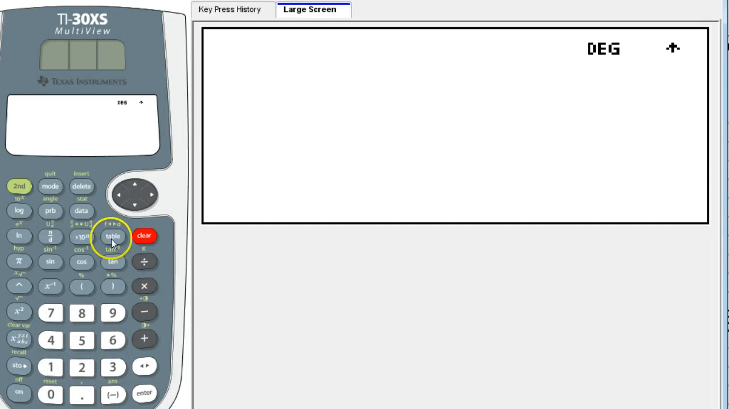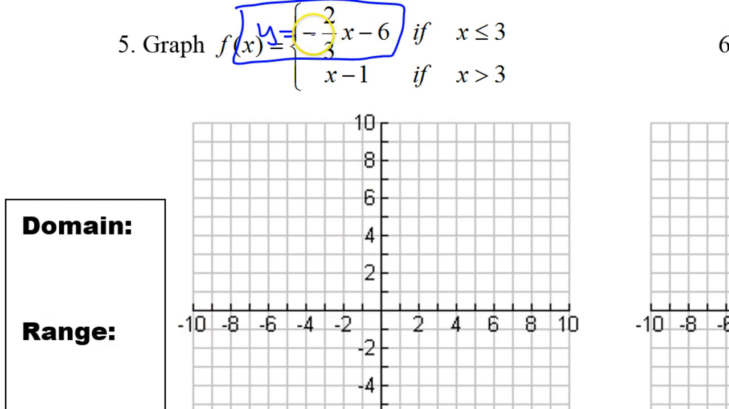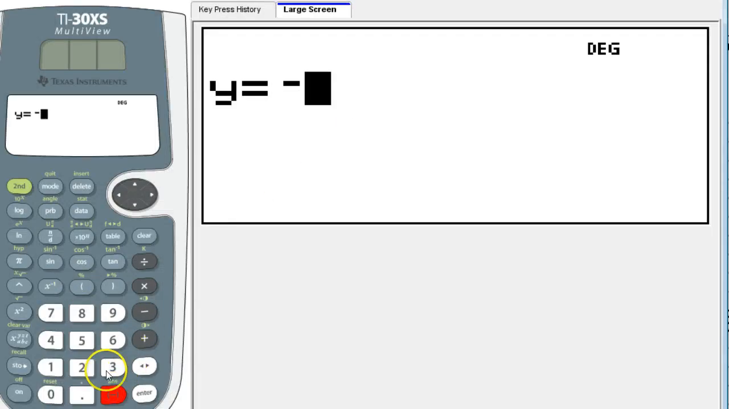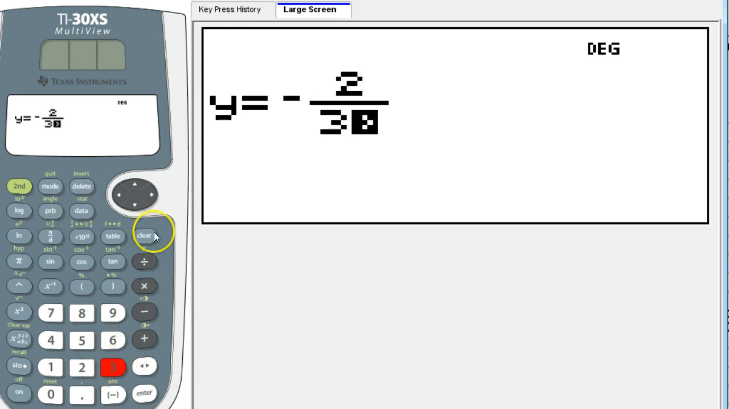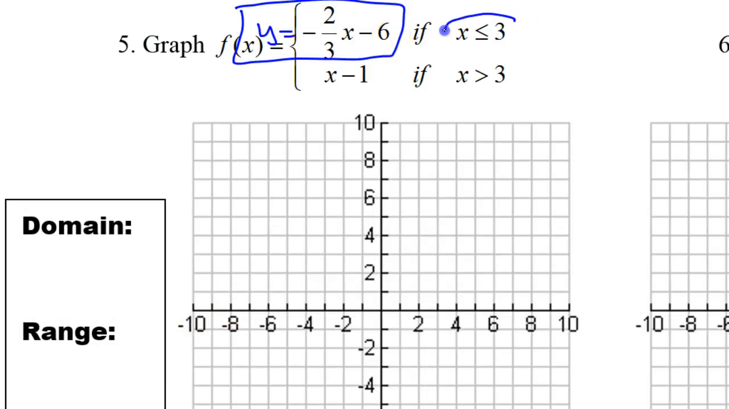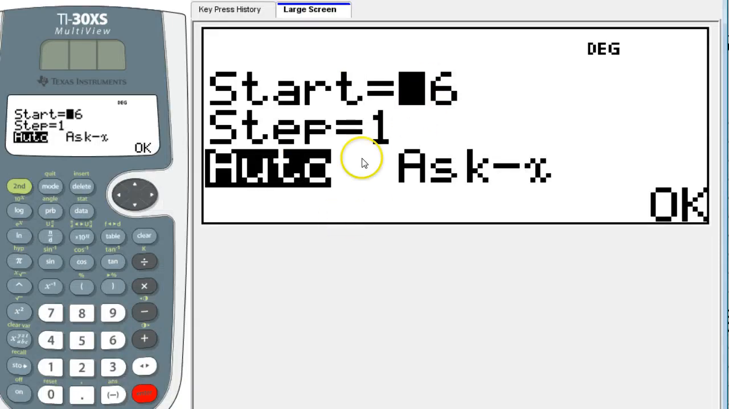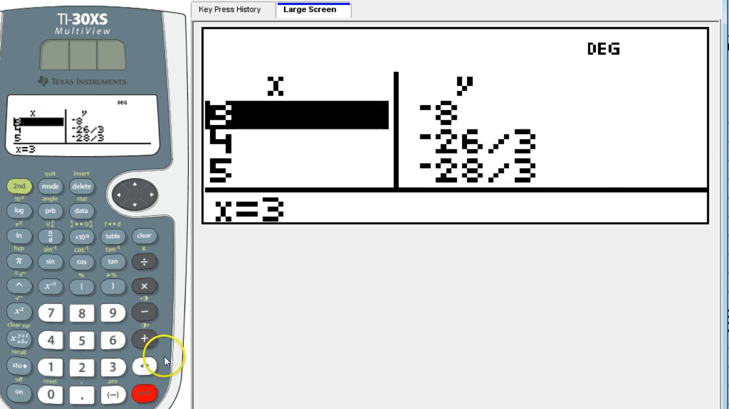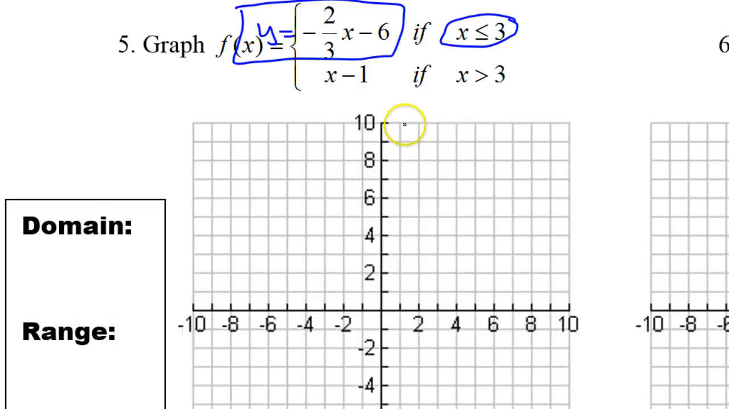So using the calculator, you could hit the table button. Clear out anything that's in there. So we have negative 2/3 x minus 6. So here I go. Negative 2/3 x minus 6. Enter. Now, I want to start at my domain restriction number, 3. So I'm going to start at 3. Enter, enter, enter, enter. So this is going to be my first point, 3 comma negative 8.